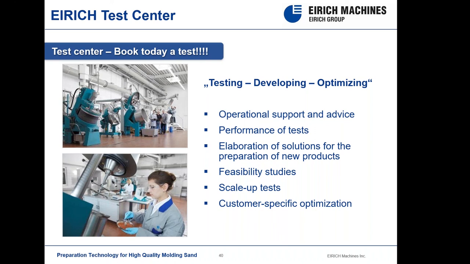One of the examples is using this test lab to test different raw materials. Let's say that you change your bentonite supplier, or a different carbon, or a different size of sand, or different sand coming from a different source. Then we will be able to test that for you in order to tell you which are the best parameters for your process.